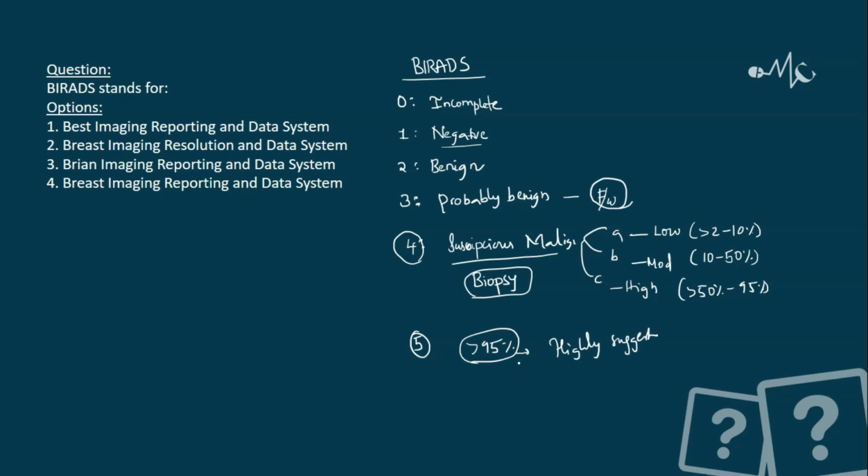You almost don't even need to go for any biopsy. You can confirm that it is a malignancy. And BIRADS 6 is a biopsy proven one, already a previous case of carcinoma breast. So in those cases, it's a biopsy proven one. So this is the BIRADS system, a very important one.